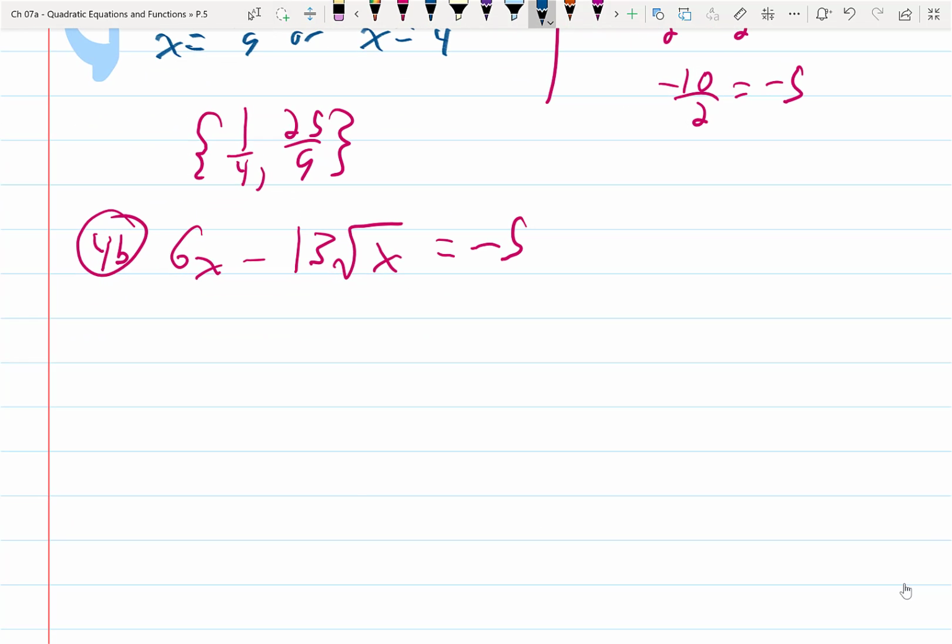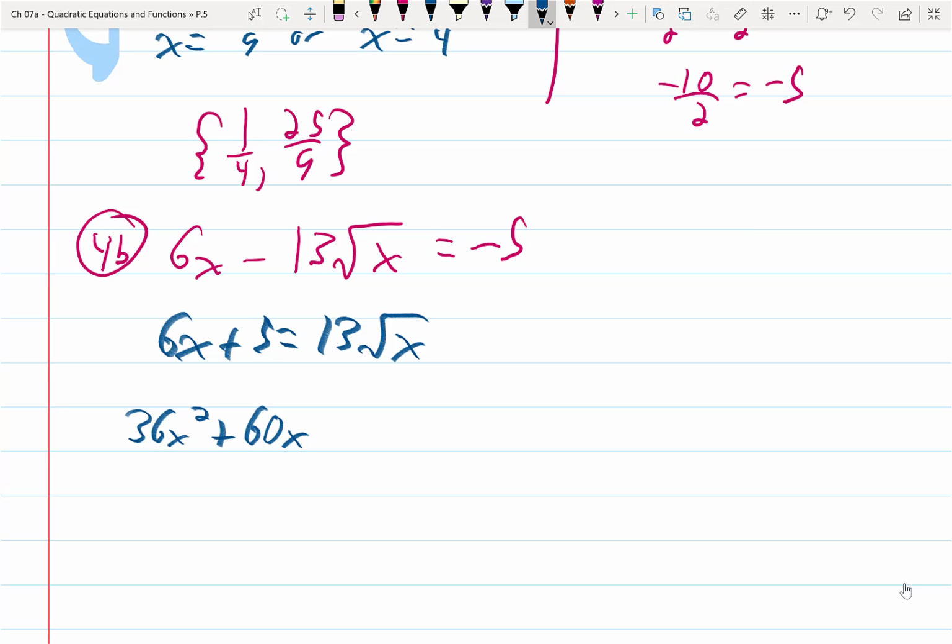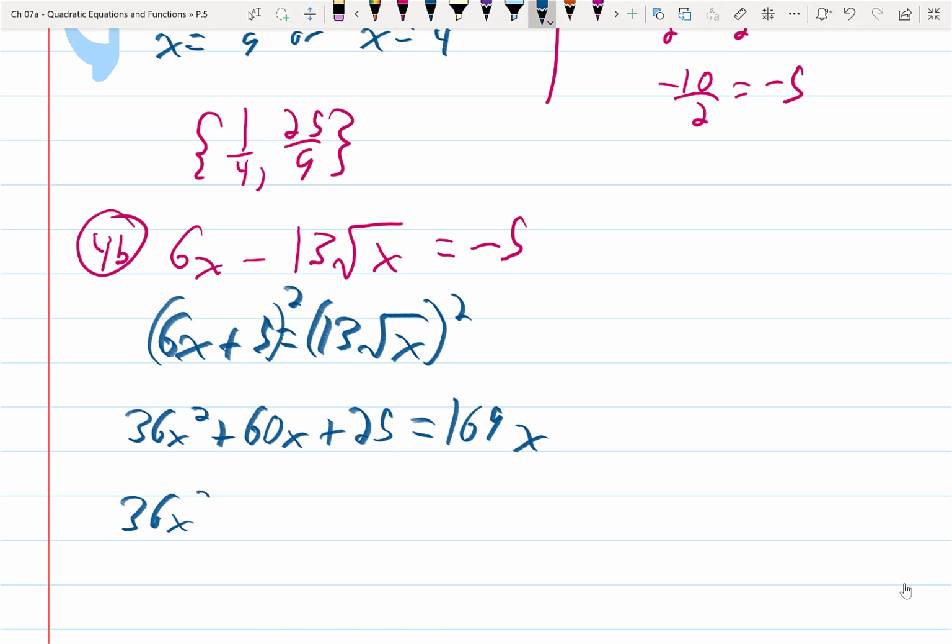Let's work on this one. We get the root x by itself, so I'm going to go 6x plus 5 is equal to 13 root x. Then I square both sides. 36x squared plus 60x plus 25. When you square the left, don't forget to FOIL. Okay, don't worry, 169x. So you get 36x squared minus 109x plus 25 is equal to 0.